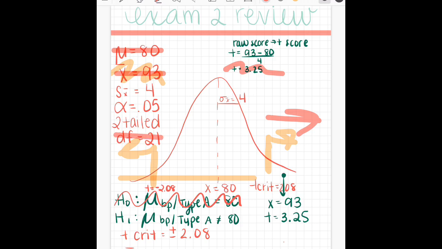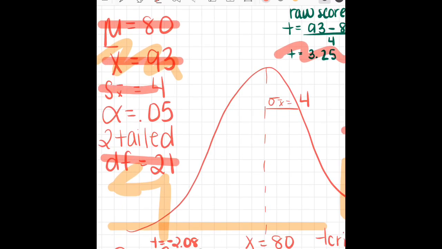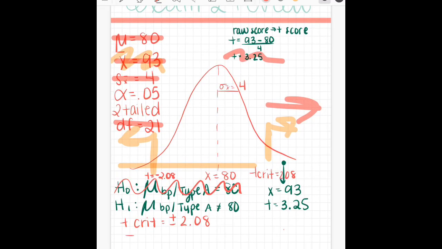We figured out that that's 21 because the degrees of freedom for this type of problem is just your sample minus 1. We were provided this information. This is your standard error equals 4. And we were told to do a two-tailed test with an alpha of 0.05.